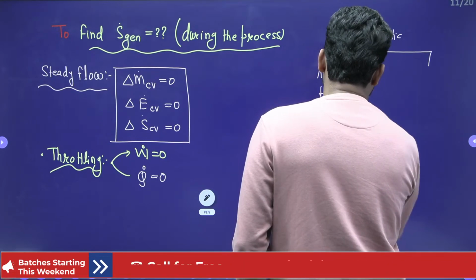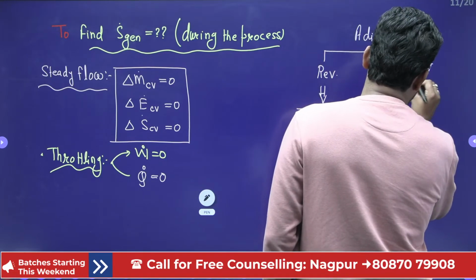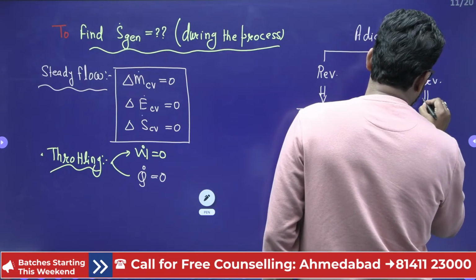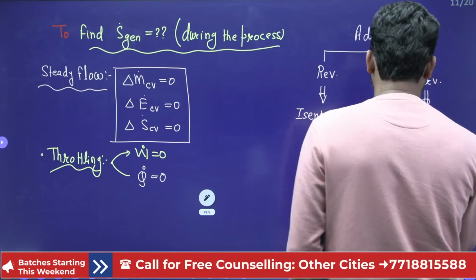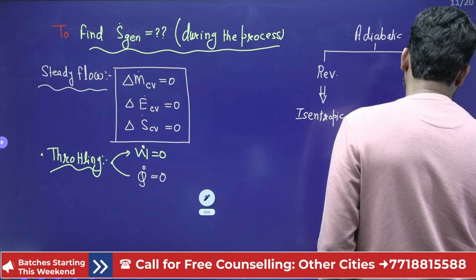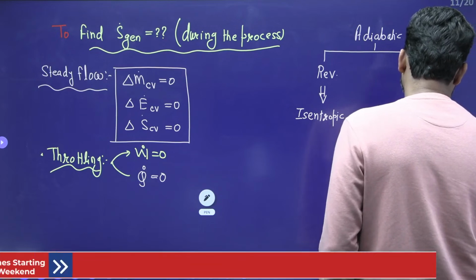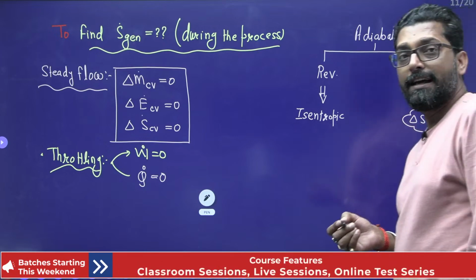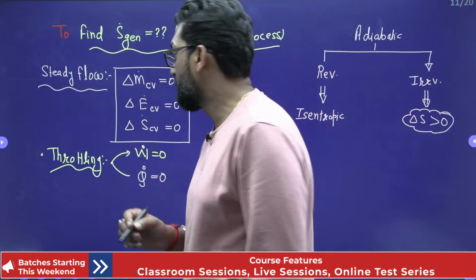This is isentropic. If adiabatic is irreversible, then entropy must increase. That means delta S must be greater than 0. So we cannot assume this is an isentropic process.